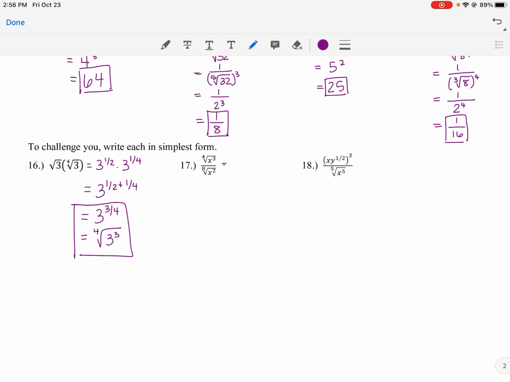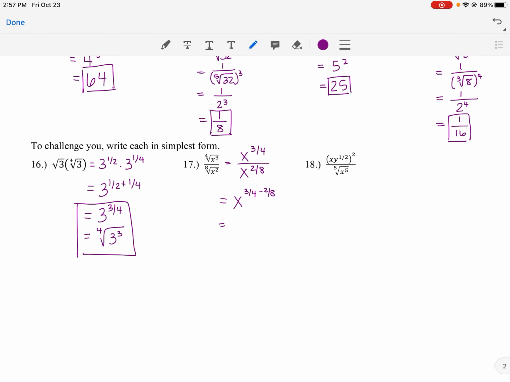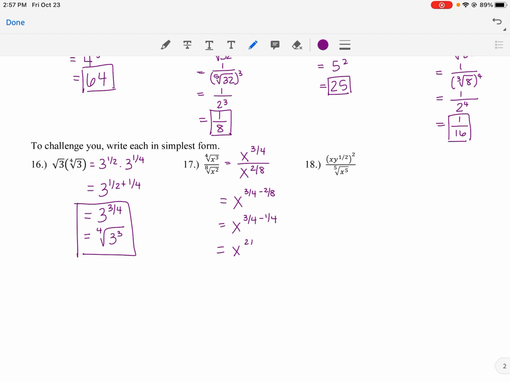Okay, so let's look at this next one. This one is saying x to the 3/4 divided by x to the 2/8. So here what we're going to do is subtract those exponents. So we have x to the 3/4 minus 2/8. This one's a little bit easier because if you simplify 2/8, notice you get 1/4 again. So we're doing 3/4 minus 1/4, and 3 minus 1 is 2, so we end up with x to the 2/4, which is the same as x to the 1/2. So we get the square root of x.